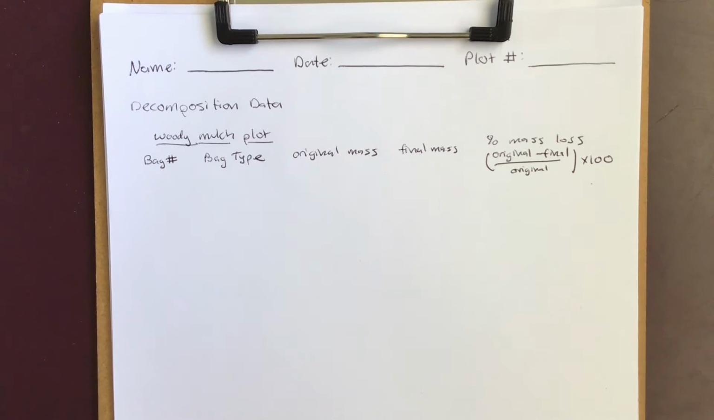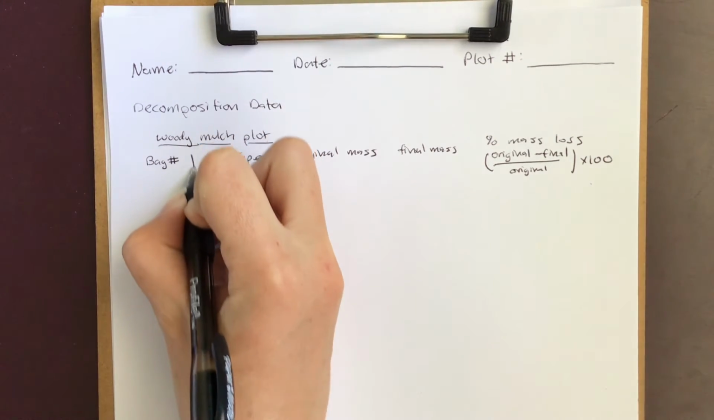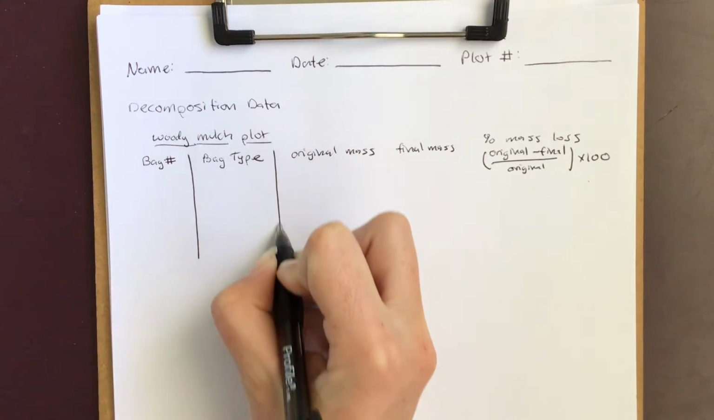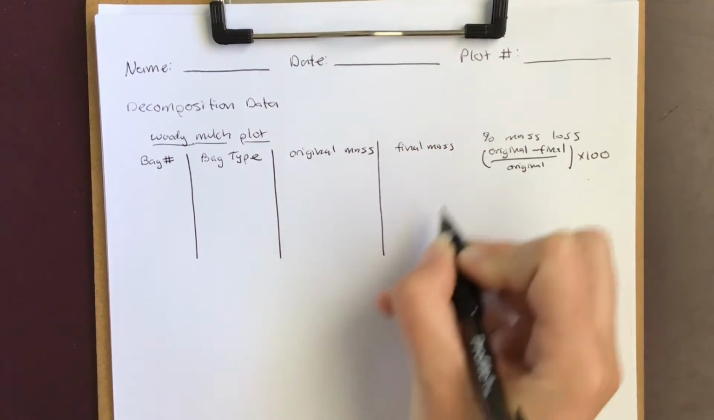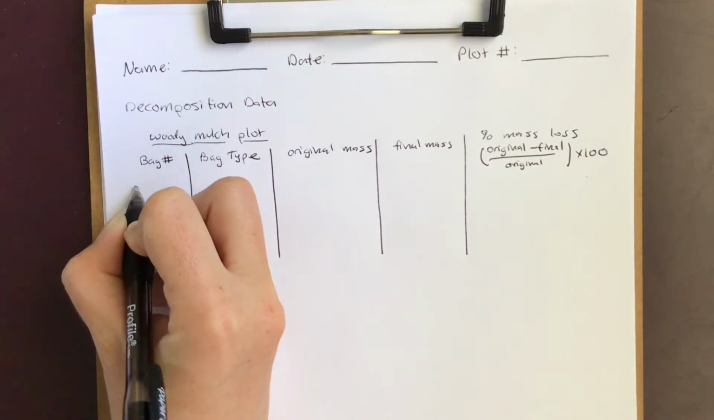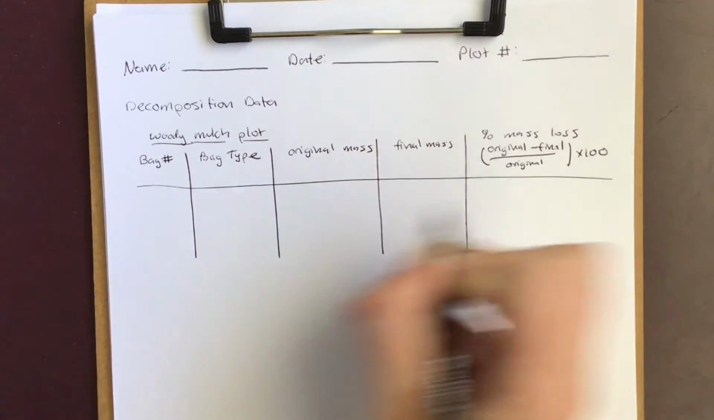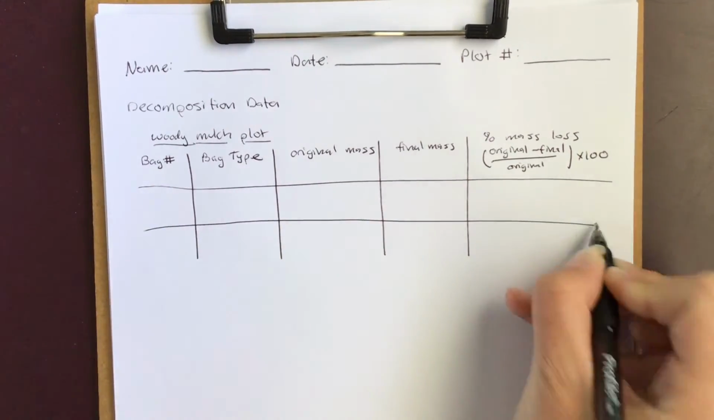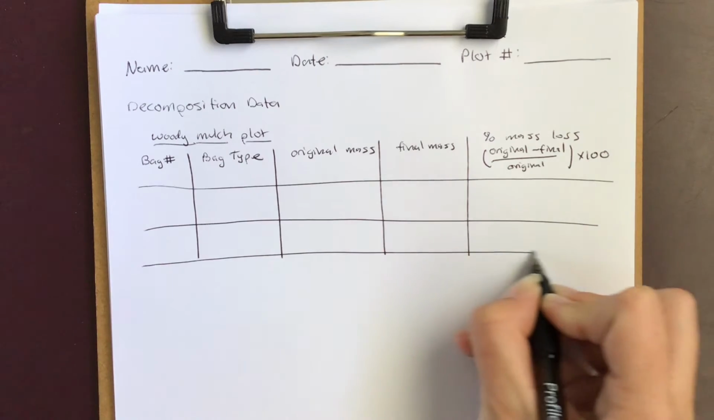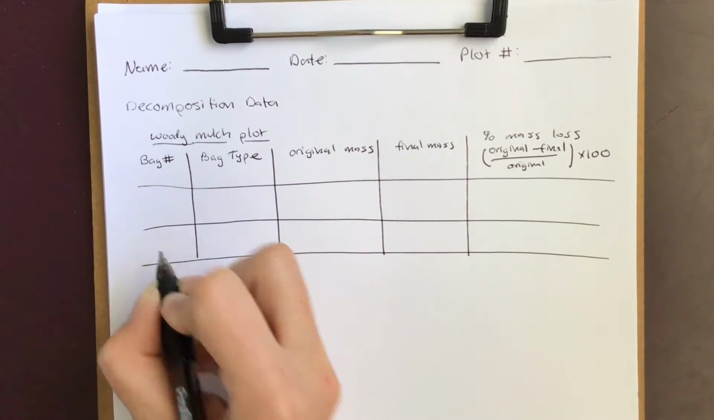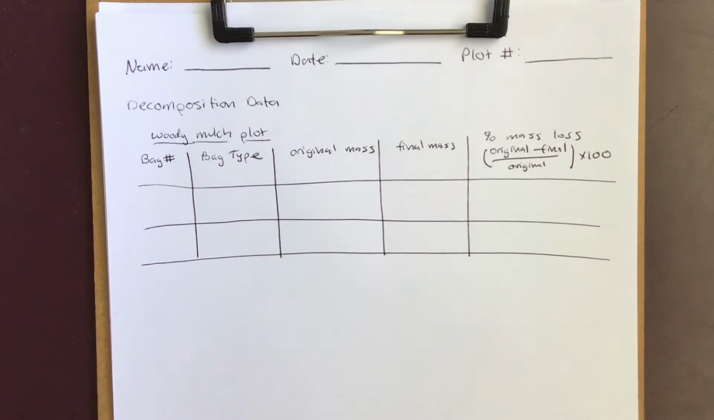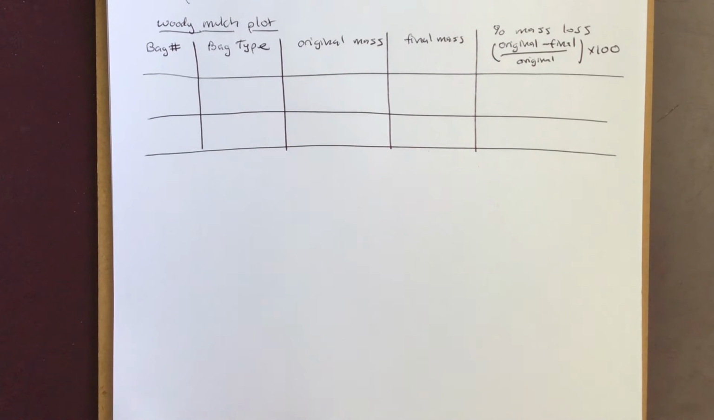Alright, so now we want to make this into a little table with room to put the data for both of the bags in this plot. So I'm just going to add lines to separate each of these. And then split it in half. So now we have room for 2 mulch bags in our woody mulch plot. And then what I'm going to do underneath it is just completely duplicate that for the straw-like mulch plot.